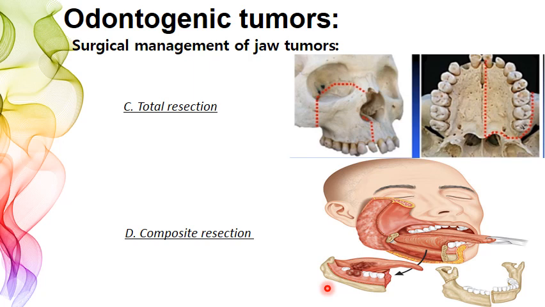resection. In the last group of tumors, which are the malignant tumors, these tumors require intervention that is more radical, with wider margins of uninvolved tissue. So composite resection is the treatment of choice. Sometimes with the resection we need radiotherapy or chemotherapy, sometimes in combination with the surgery, sometimes alone without surgery for their treatment.